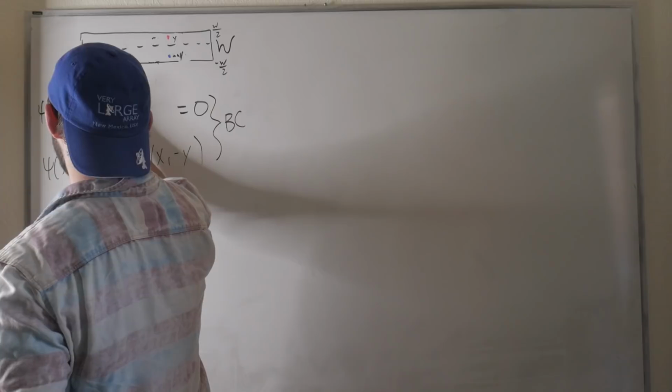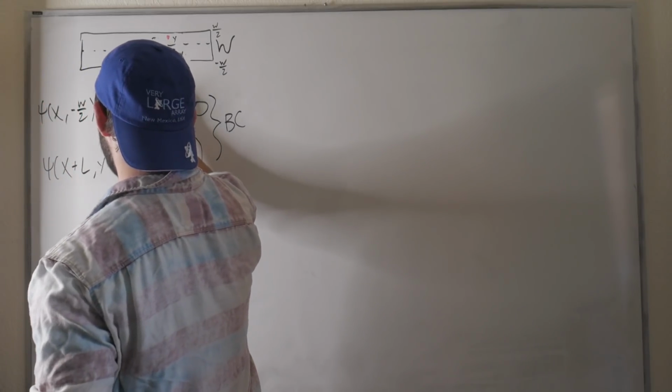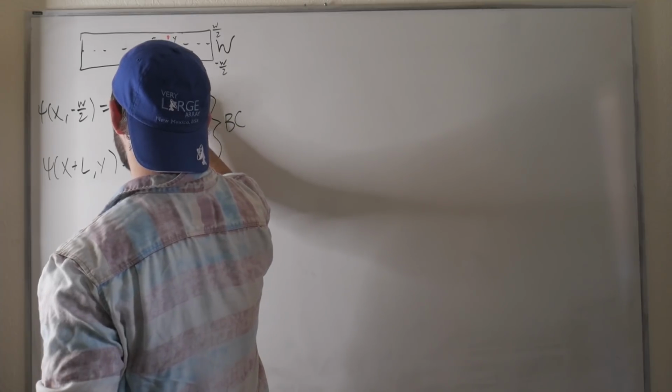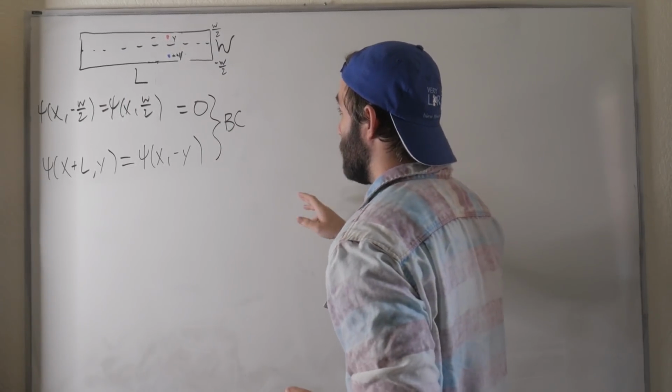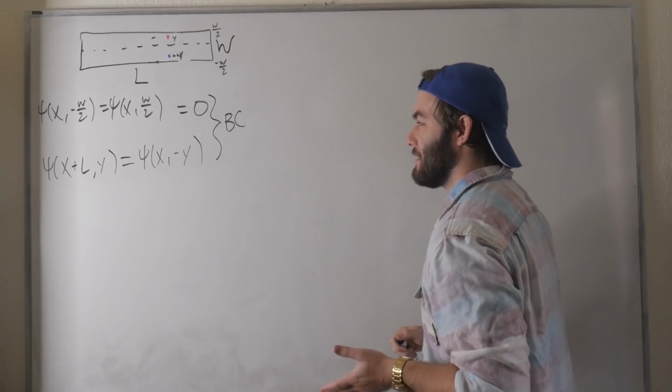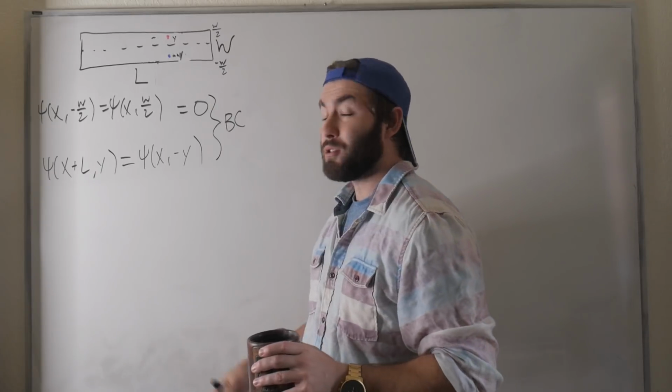So psi at any x at minus W over 2 should be equal to psi at any x at W over 2, which is equal to 0. And now these are the correct boundary conditions. And in some sense, this doesn't change the solution too much, and in another sense, it almost makes it another problem to solve.